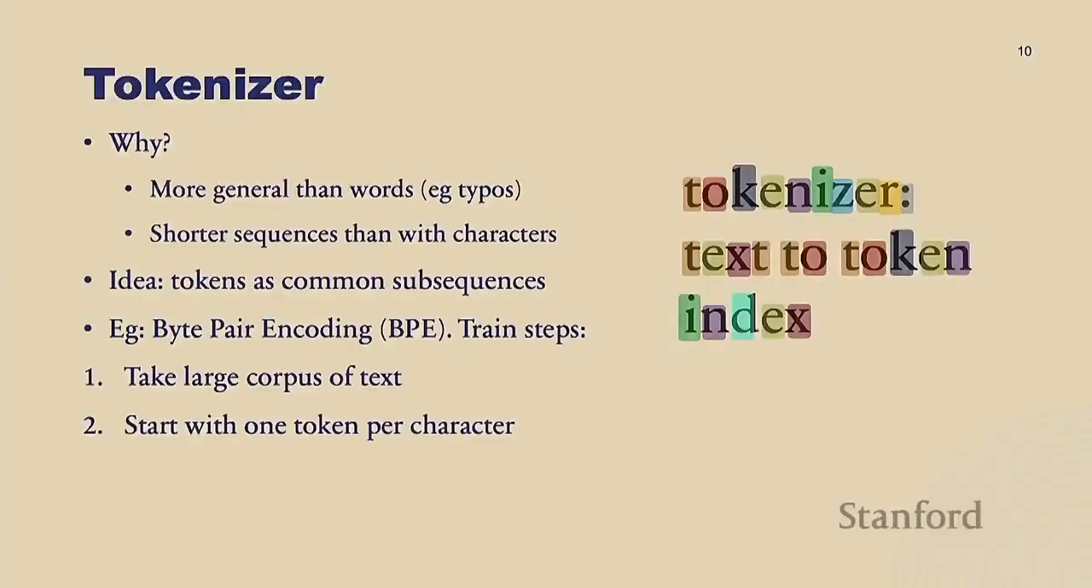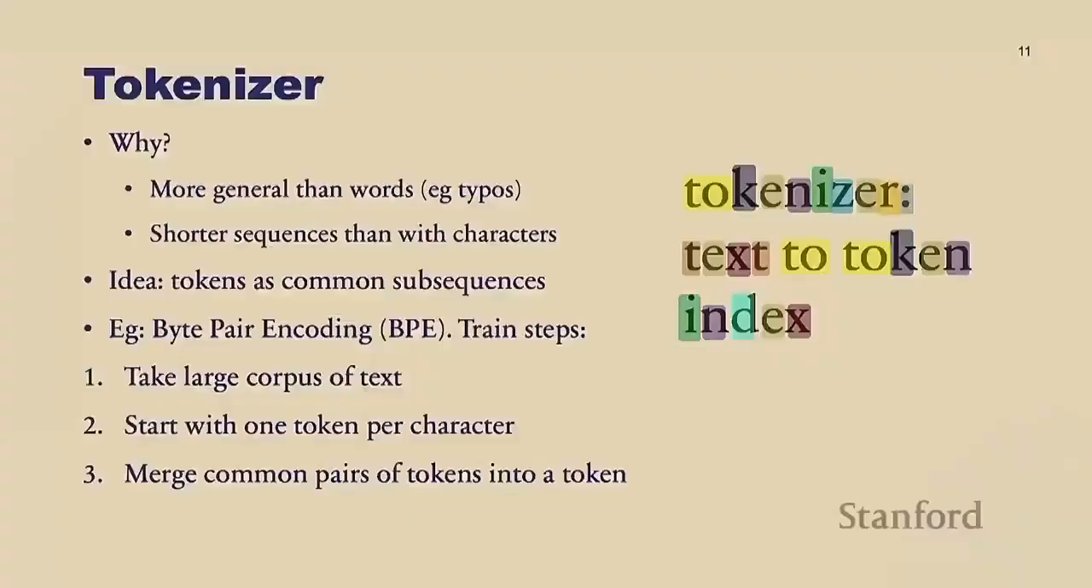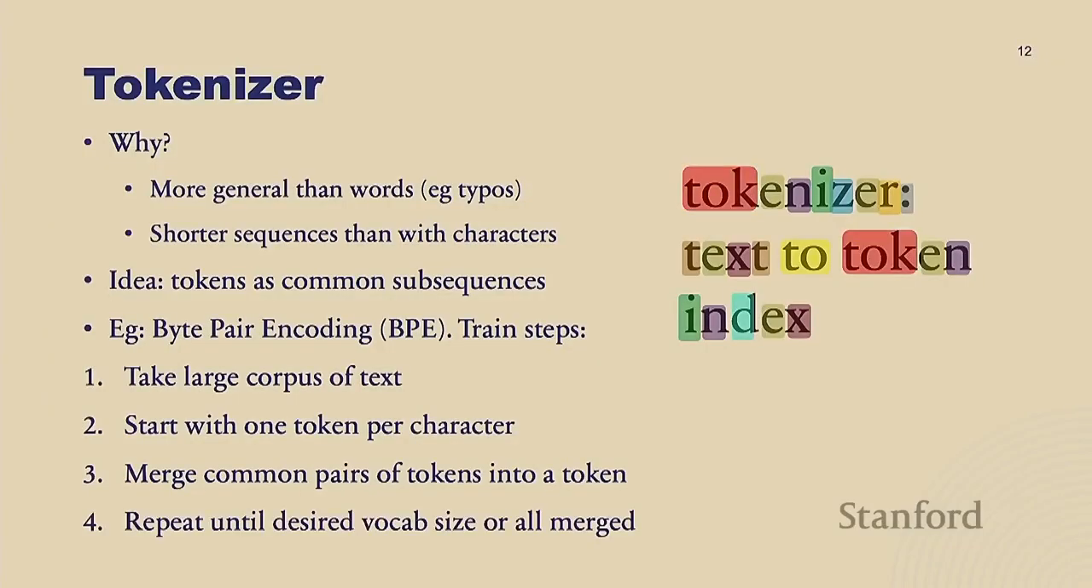Then you associate every character in this corpus of text with a different token. Here I just split up every character into a different token, and I color-coded all of those tokens. Then you go through your text, and every time you see the most common pair of tokens next to each other, you merge them. So here you see 3 times the tokens T and O next to each other, so you're going to say this is a new token. And then you continue, you repeat that.